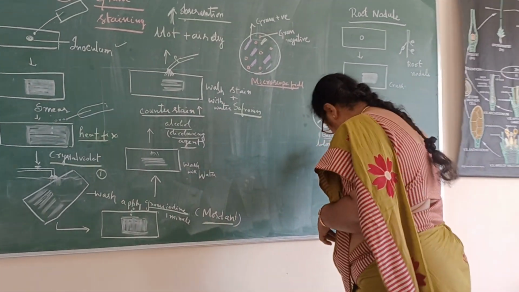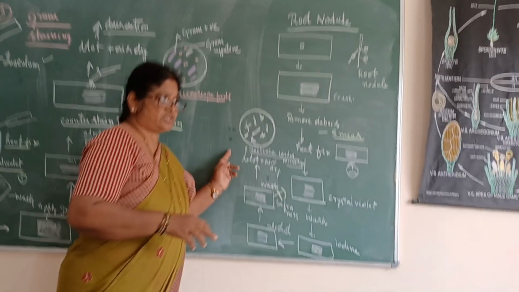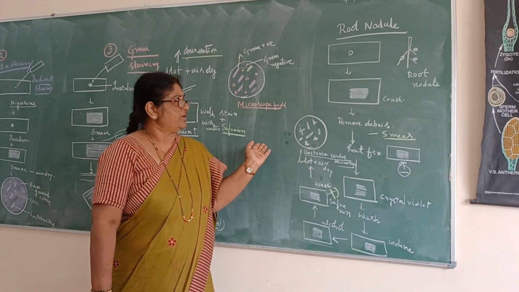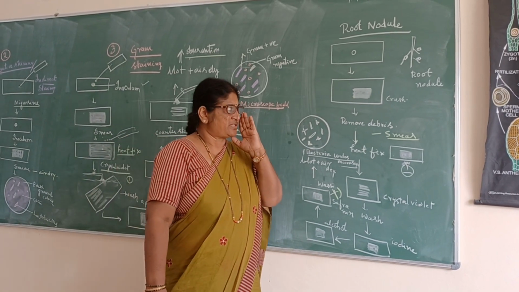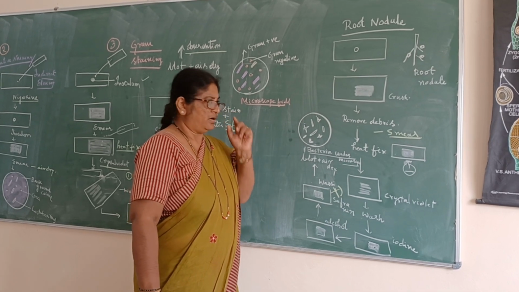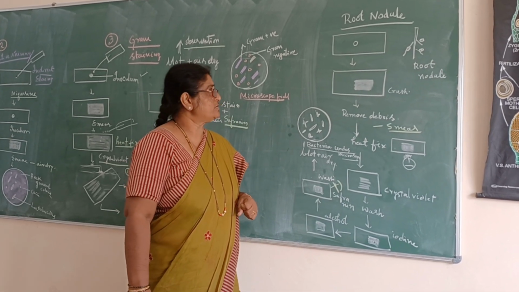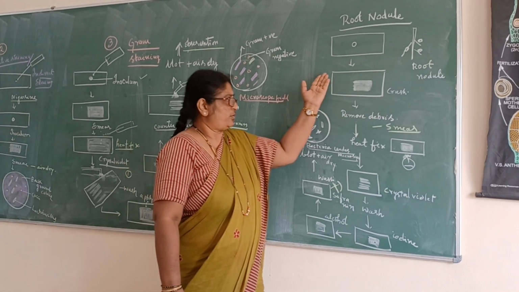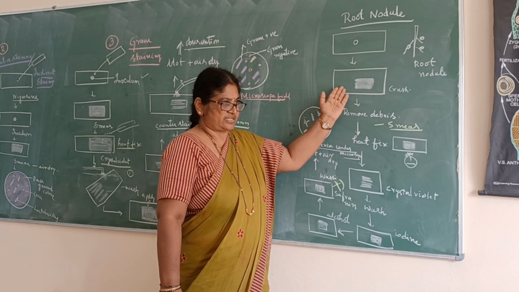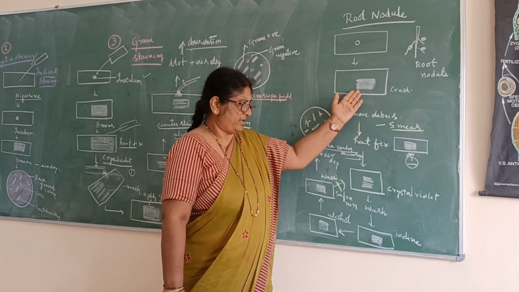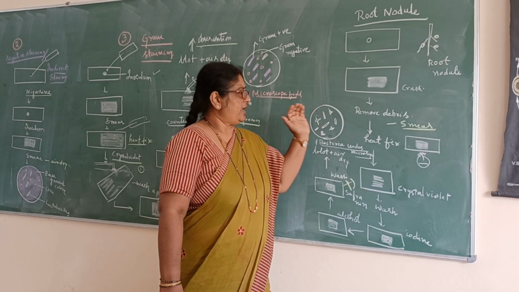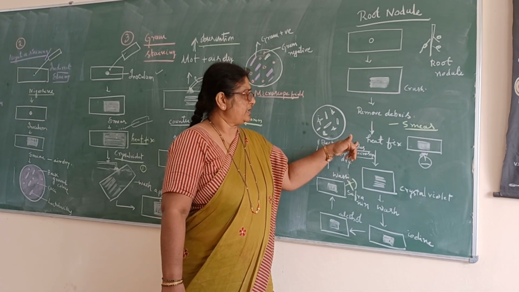The next one is root nodule staining. We have to follow differential staining here. Root nodules are present in leguminous plants and they have bacteroids in them. Here we take the root nodules, crush them and take the inoculum on the slide. Then smearing is done, remove the debris, air dry, and heat fixing is done.